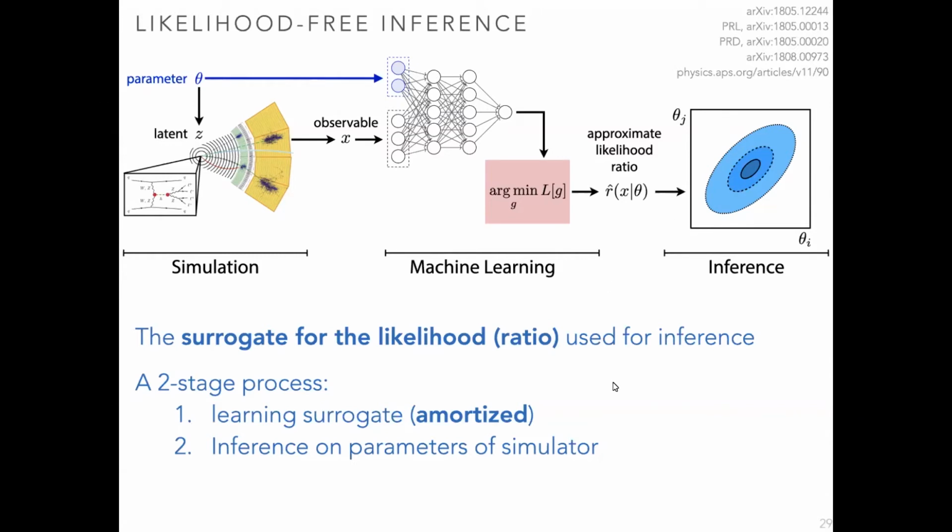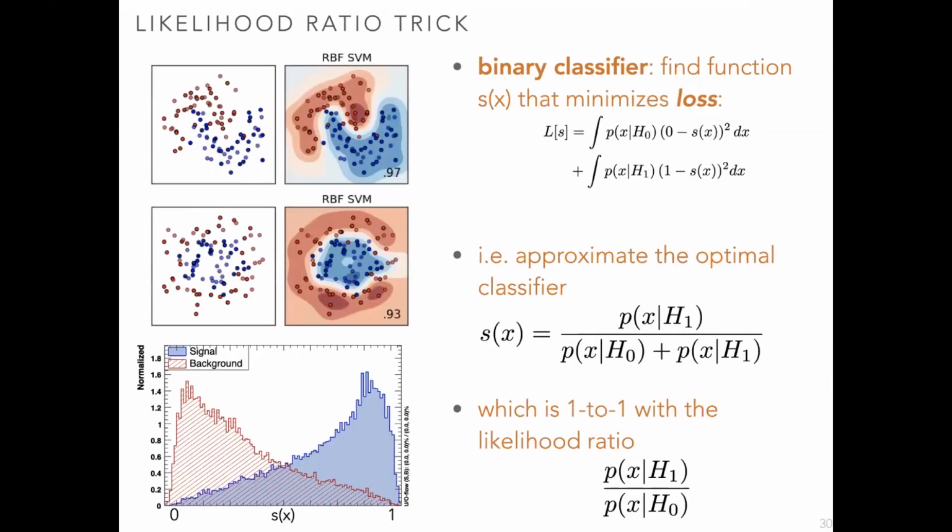statements. And so this is a sort of two-stage procedure. The first, you need to learn this surrogate, and that process is amortized. It's an expensive upfront cost. And once you've done that, then the inference is fast. So here, how does that work?